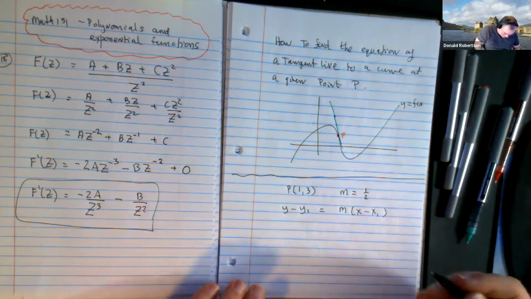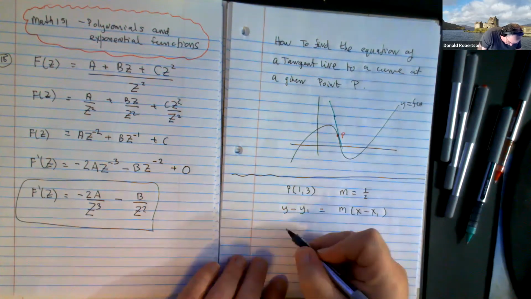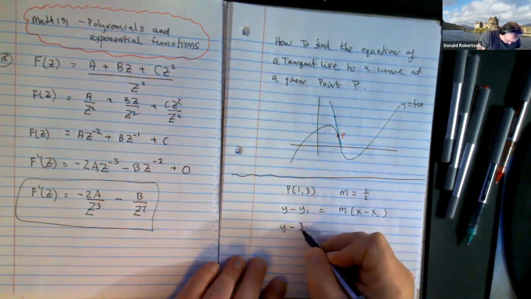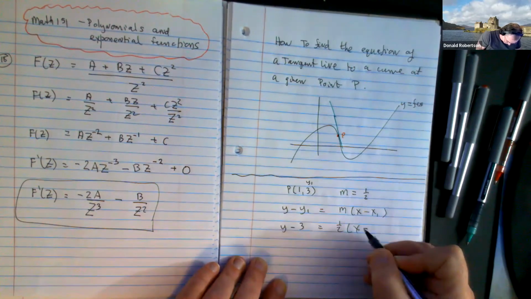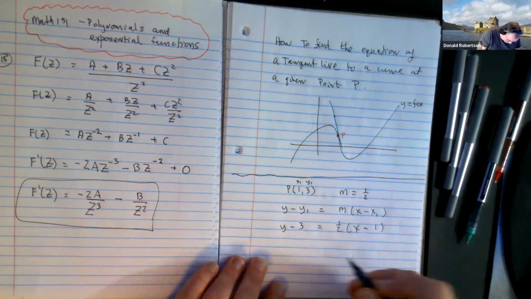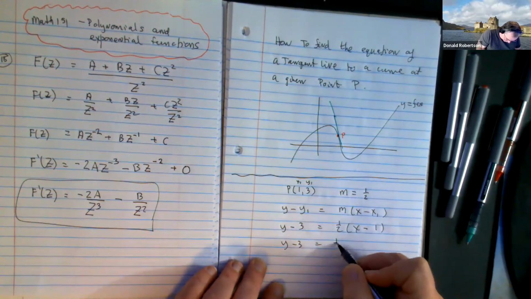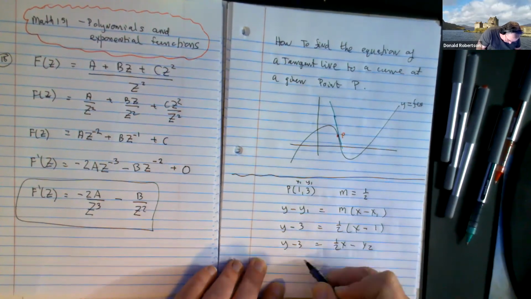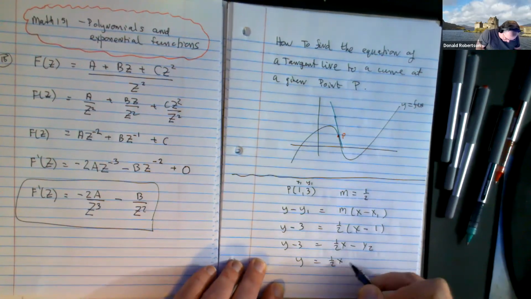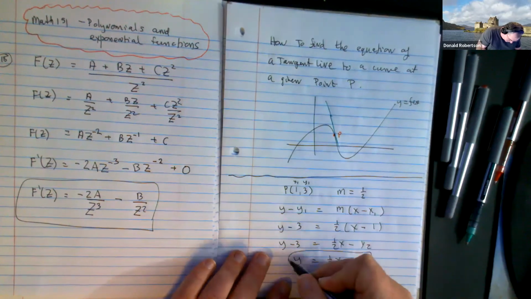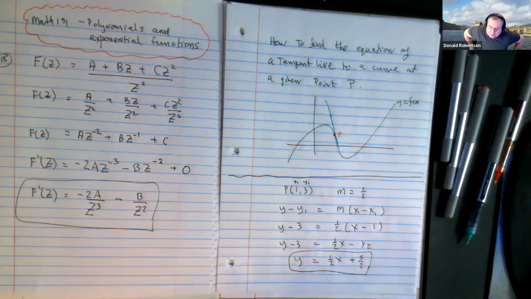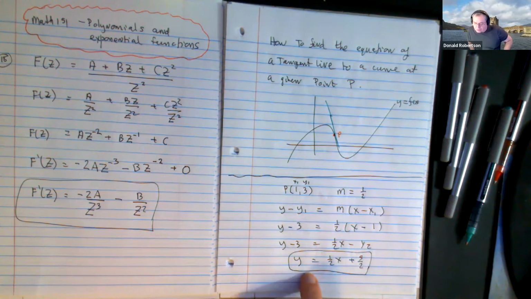So we've got this guy. In this case, it would be y take away 3, because this is called y1, equals a half times x take away 1. And distribute the halves. And then add 3 to both sides, in which case 2.5 is called 5 halves. And typically, that's the format that we would expect you to write the equation of any line in, right? In the format y equals so many x plus or minus a fraction, right?